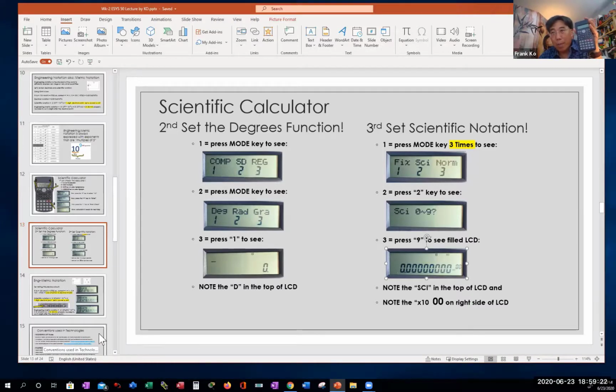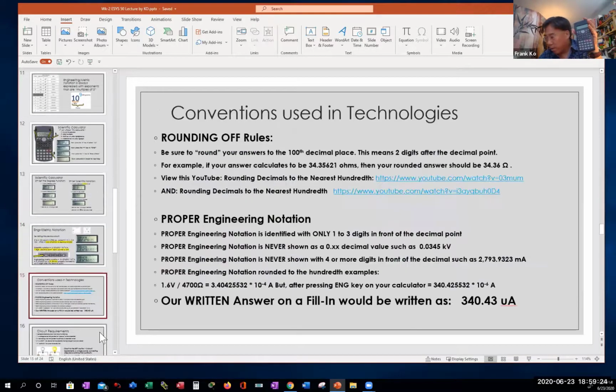Now, let's talk about conventions. Conventions on what we're going to use: rounding off rules and something known as proper engineering notation. As a review, we will round all of our answers to the 100th decimal place. This means how many digits after the decimal point? 2 digits after the decimal point, not to the 10th.